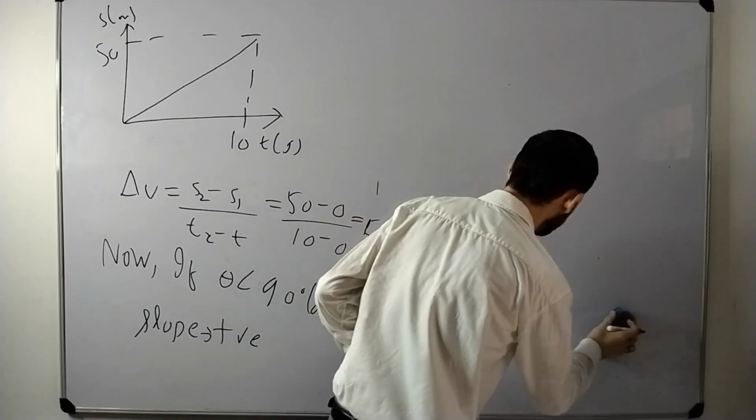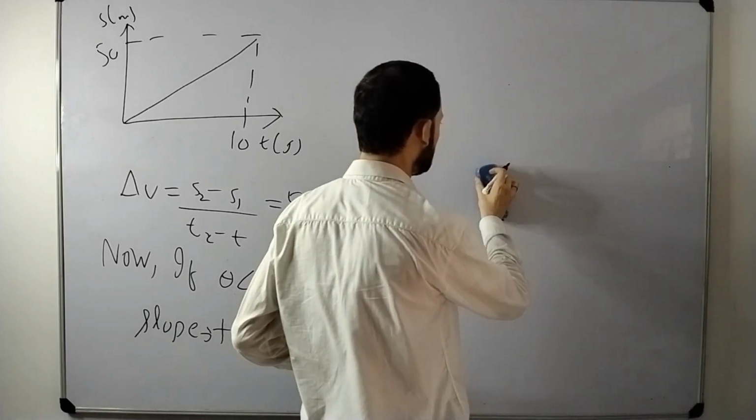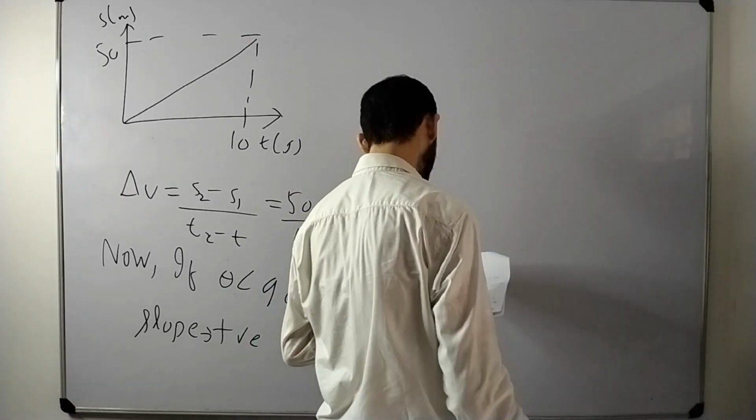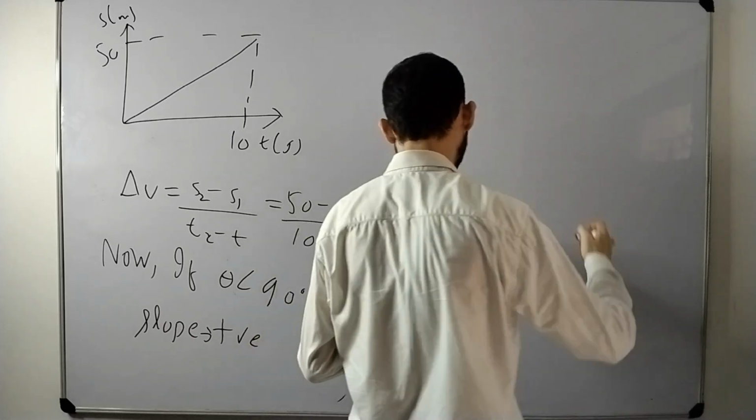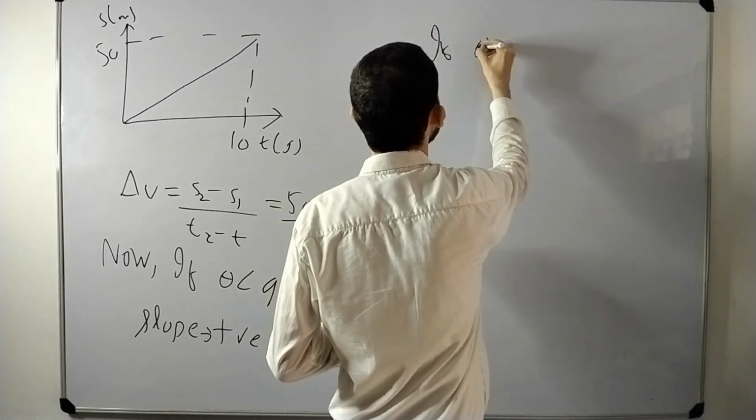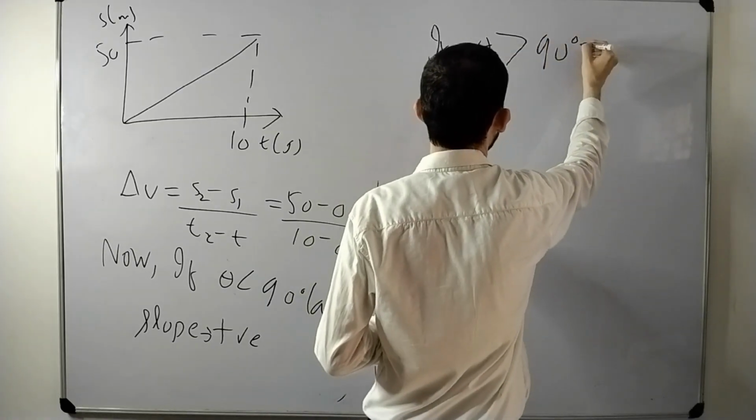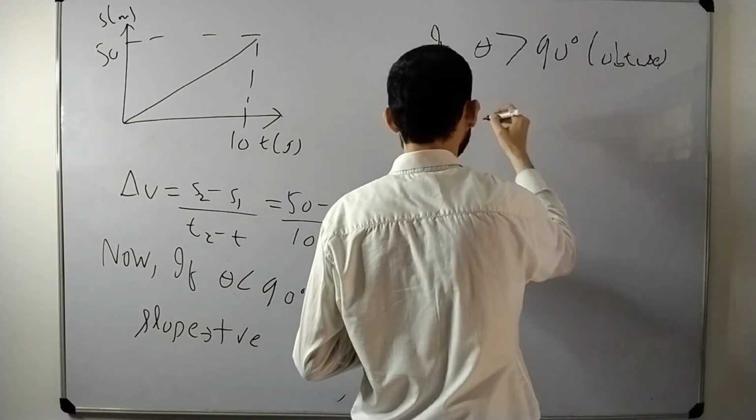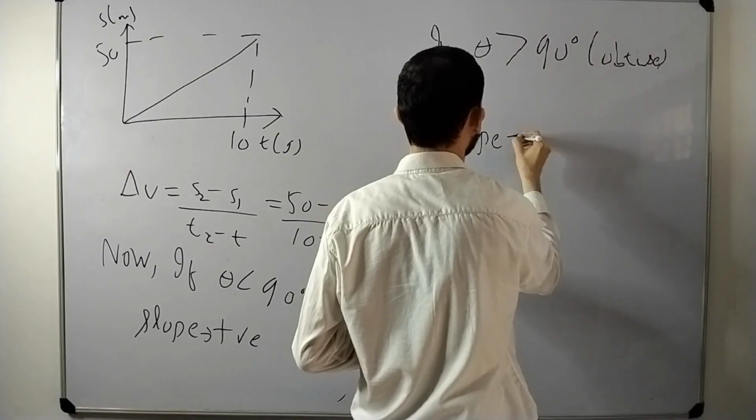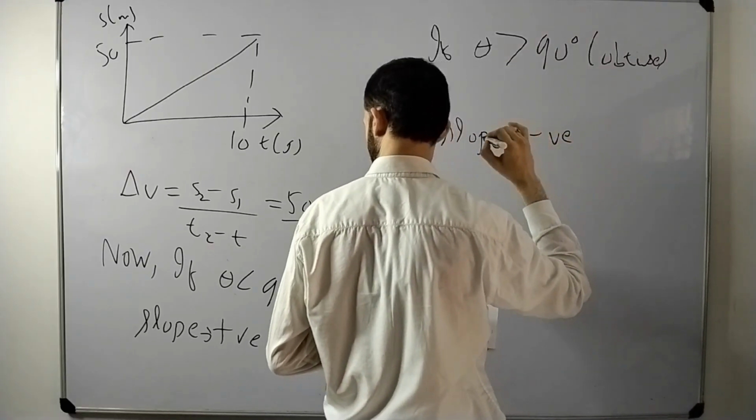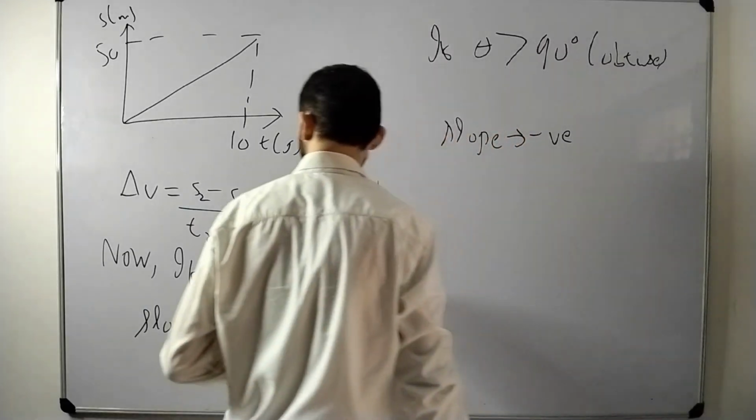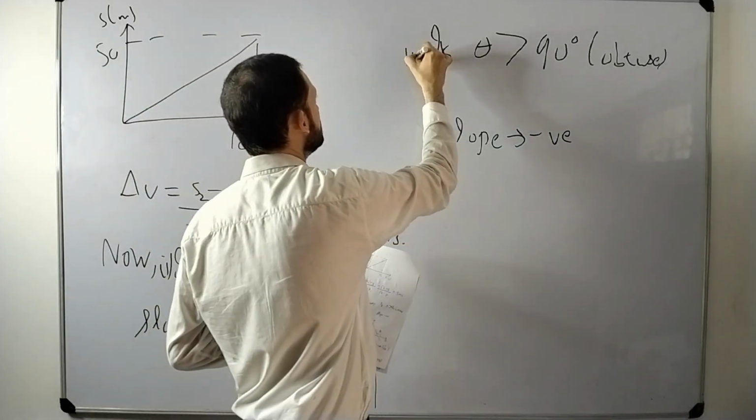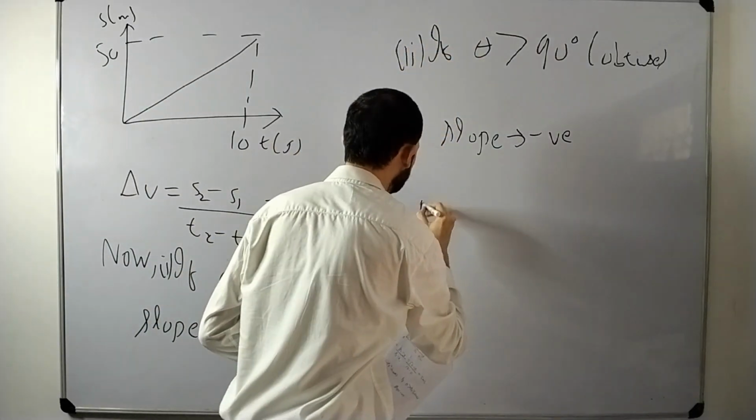Even the thing about this kinematics is that it will not have so many numericals. Now if theta is what? Greater than 90 degree, obtuse angle. Obtuse angle, slope is negative. Okay, now this is the first case, this is the second case. Now let me draw the first case for you and the second case for you.